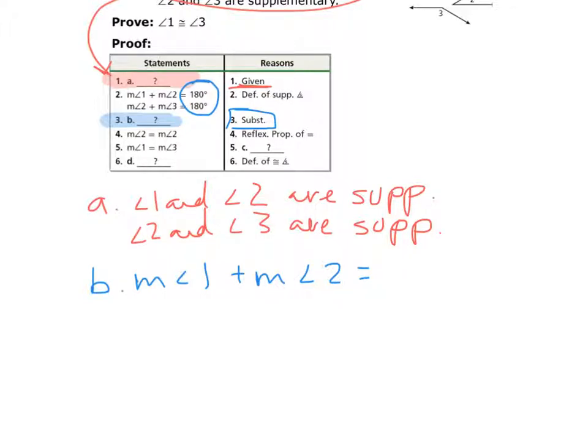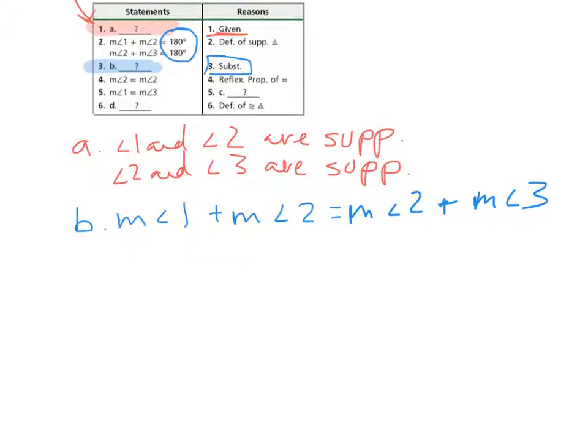So what are we substituting? The measure of angle 2 plus the measure of angle 3. Okay, so we have the measure of angle 1 plus the measure of angle 2 is equal to the measure of angle 2 plus the measure of angle 3. And this, our reason, which is stated here, is substitution. So we substituted the measure of angle 2 plus the measure of angle 3 into this 180 because we know they both equal 180.